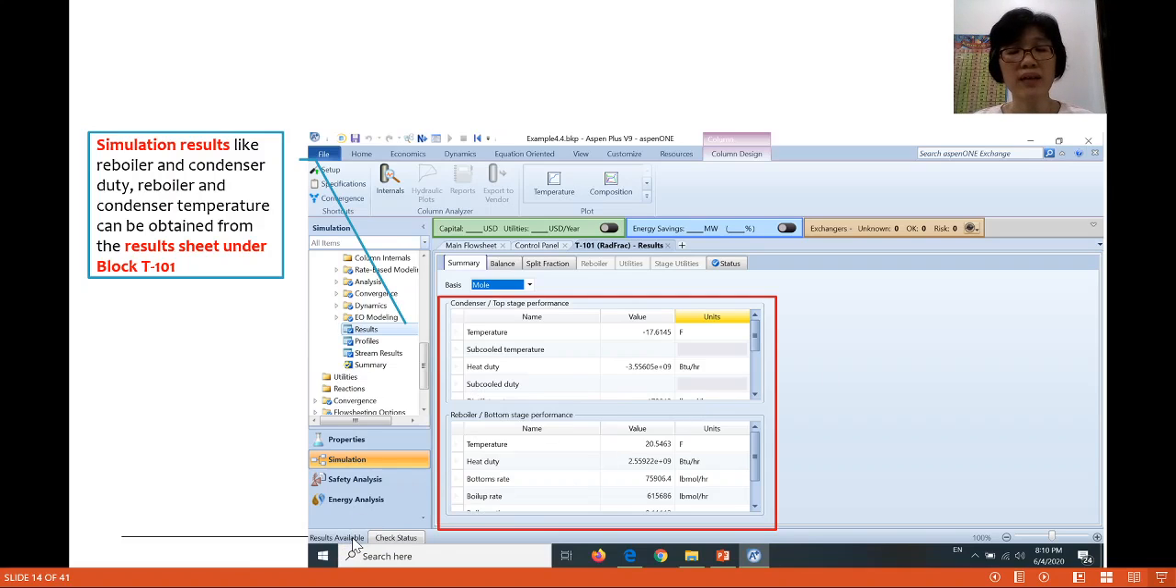If it's with error or warning, then you have to check the message under the control panel. Then you have to troubleshoot accordingly, and you have to judge whether you can extract the simulation results safely. Okay. So here under the results page, you can have like the condenser duty, reboiler duty, okay, and also the reflux ratio, and also the reboil ratio. If I'm not mistaken, you can check later on.